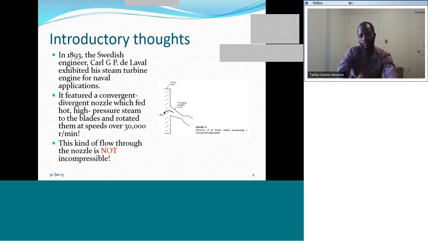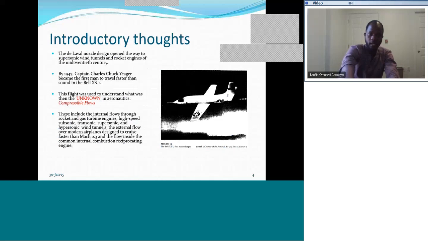And by 1947, the first supersonic aircraft had been designed, and Captain Charles Chuck Yeager, that's his name, flew faster than the speed of sound. Let me try to get a better picture from the internet. Yeah. So you can see the plane better here, and that was the first plane that flew faster than the speed of sound.